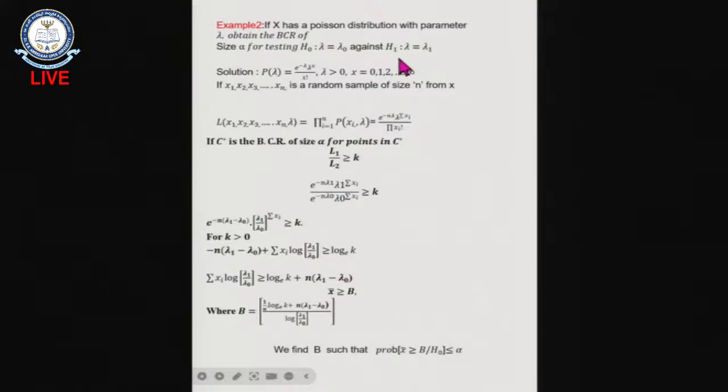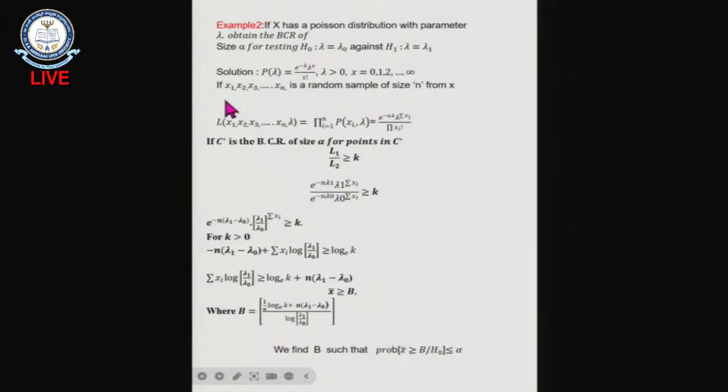Next, another discrete distribution is the Poisson distribution. X follows the Poisson distribution. We know the probability mass function is e^(-lambda) lambda^x divided by x factorial. Under the simple hypothesis, H0 is lambda equal to lambda naught against H1, lambda equal to lambda 1. Now define the probability mass function.